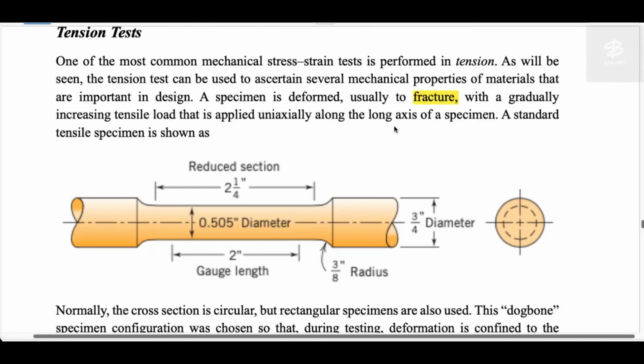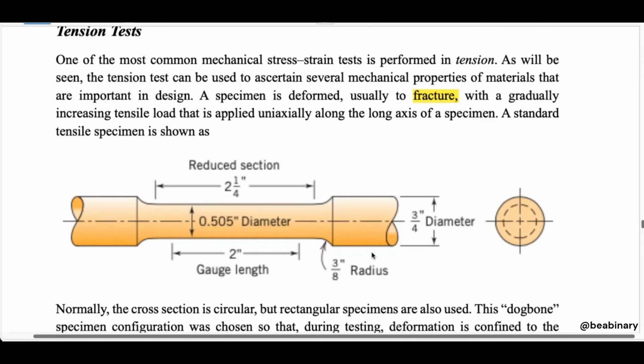along the longitudinal axis of the specimen. A standard tensile specimen is shown here. What uniaxial means is that you are applying force on only one axis. There are no other forces. Only one force is working, which is uniaxial, and the axis along which the load is applied is known as the longitudinal axis.